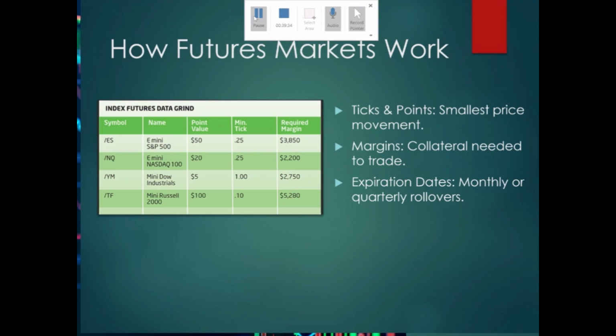Also, you have expiration dates. Unlike stocks, which you can hold indefinitely, futures contracts expire, usually monthly or quarterly. When your contract is about to expire, you have two options. You close out your trade before expiration, or you roll it over to the next month, which is basically exiting the old contract and entering a new one.